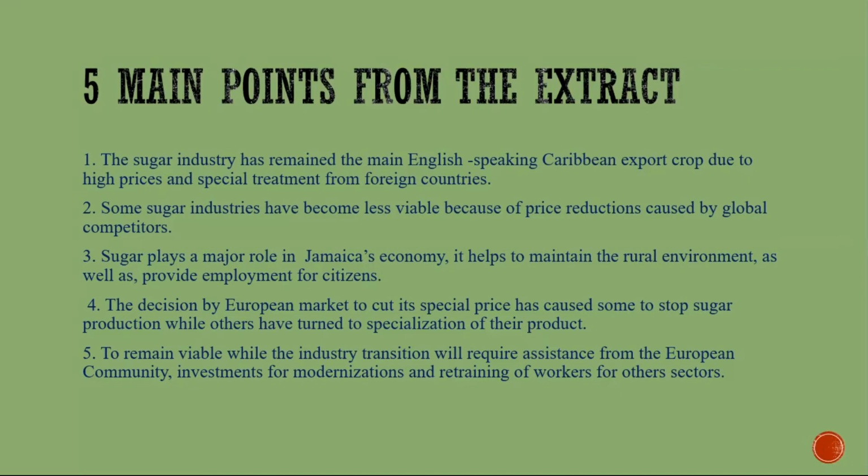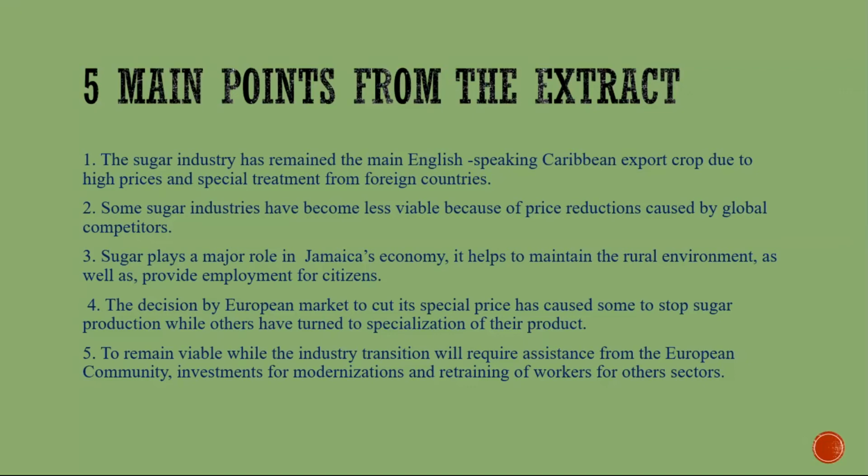The sugar industry has remained the main English-speaking export crop due to high prices and special treatment from foreign countries. 2, some sugar industries have become less viable because of price reduction caused by global competitors. 3, sugar plays a major role in Jamaica's economy. It helps to maintain the rural environment as well as provide employment for citizens.